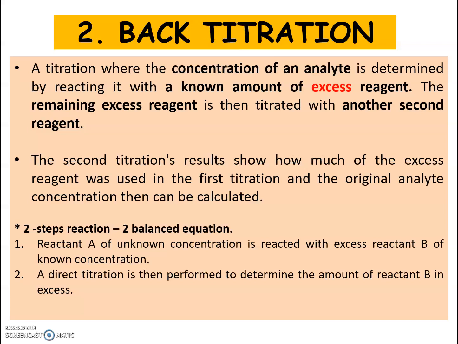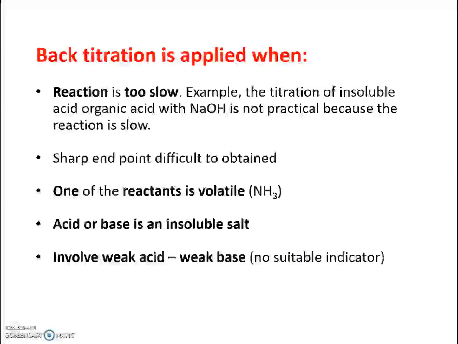Okay. So when the reaction is complete, come up with two balanced chemical equations. First reaction is reactant A of unknown concentration reacted with excess standard reagent of reactant B, where reactant B is of known concentration. Second reaction, a direct titration is then performed to determine the amount of reactant B in excess. This is the reason why back titration is applied.